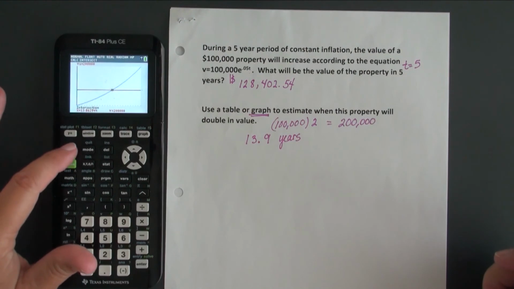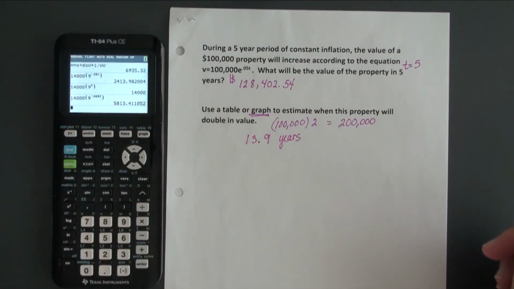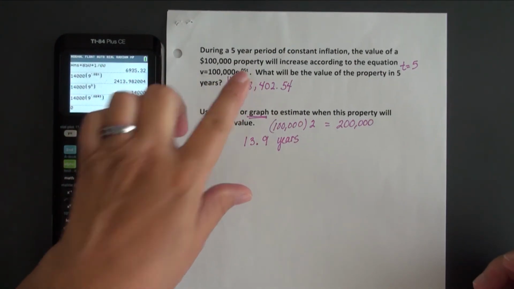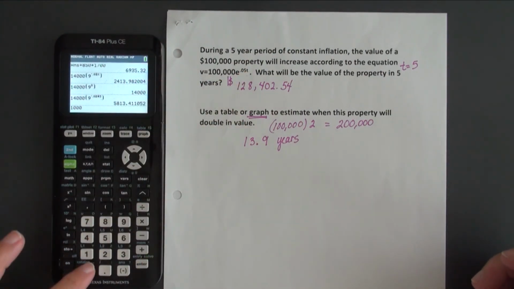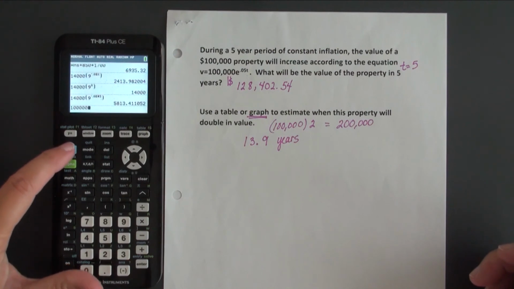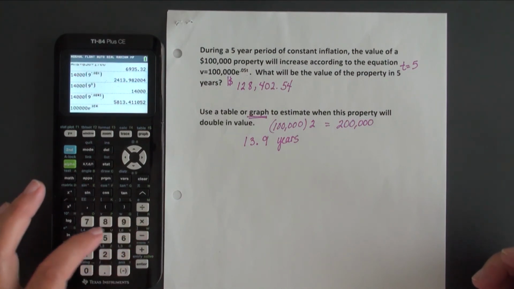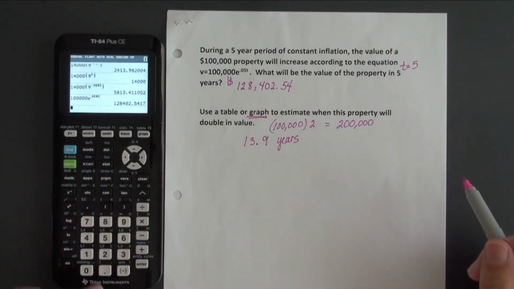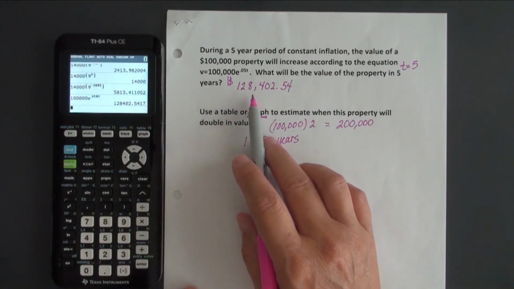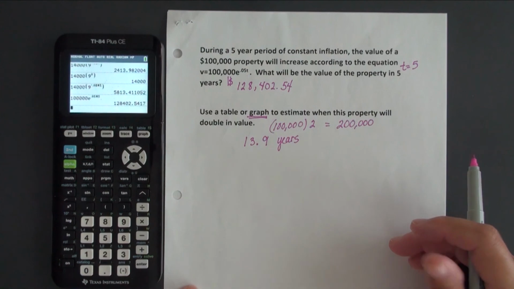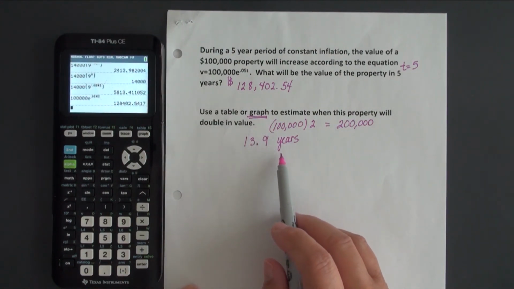Now let's go into just the regular calculator, and let's do our 100,000 times e to the 0.05 times 5. And you can see that we get our 128,402.54 if you do it that way. But you'll need to use a table or a graph to determine when that will double in value.